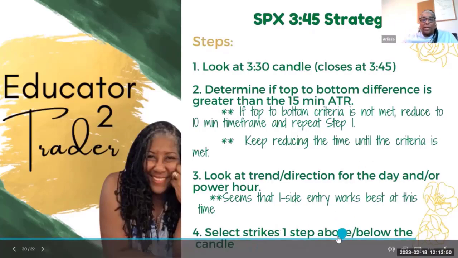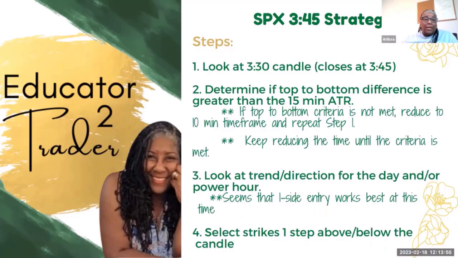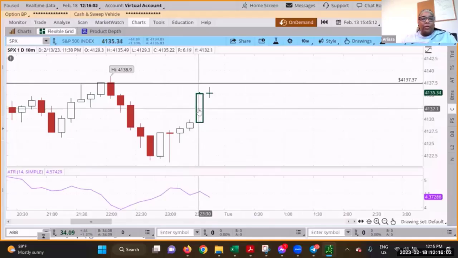Select the strikes one step above and or below the candle. Iron condors can work at this time, but you just want to be careful, because sometimes it feels like one side is a better move if you're doing it at 3:45. As you get closer to 4 o'clock, you've got a little more room as far as you go with iron condors.